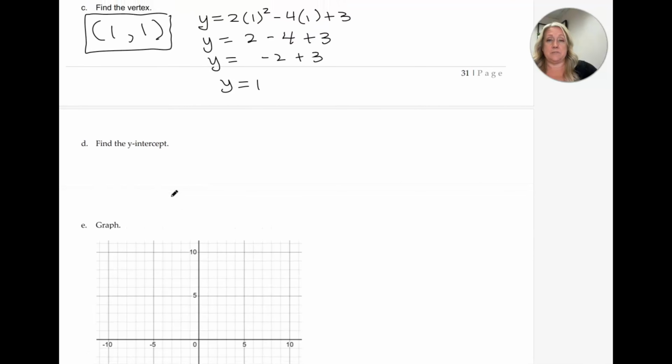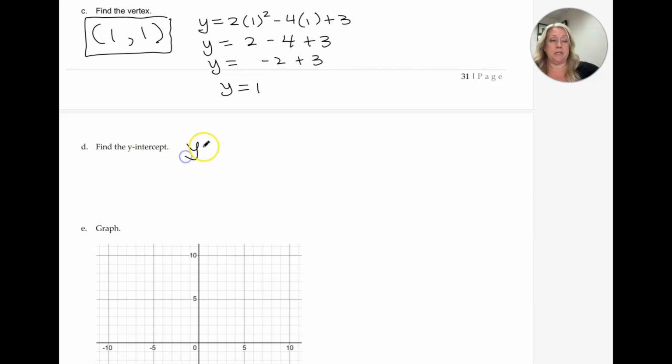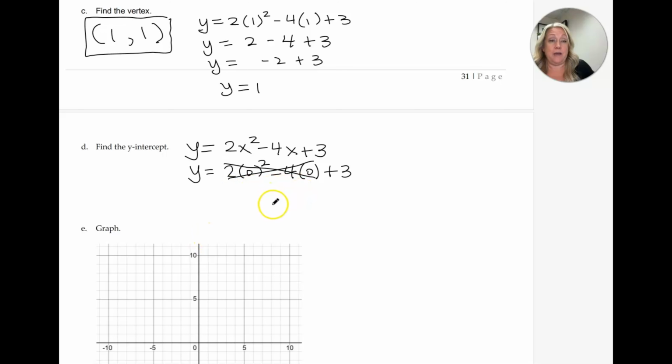Now let's find the y-intercept. So for the y-intercept, remember, we're going to let x equal 0 and solve for y. So on this one, we're going to put 0 in place of our x's. So I have 2 times 0 all squared minus 4 times 0 plus 3. And remember, when we do this, it makes those two first terms 0 out, and we're just left with that constant term. So y equals 3. And let's write that as an ordered pair. Right, we let x be 0, and y we found to be 3. So there is our y-intercept.